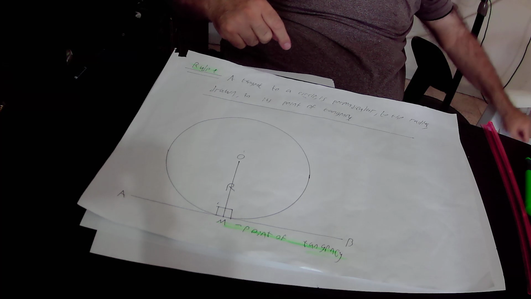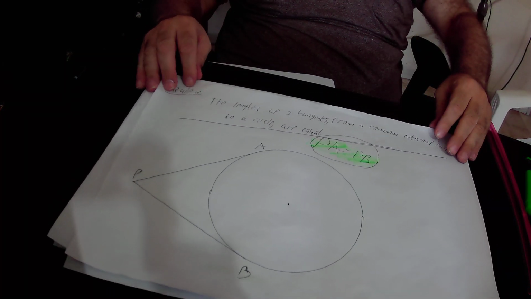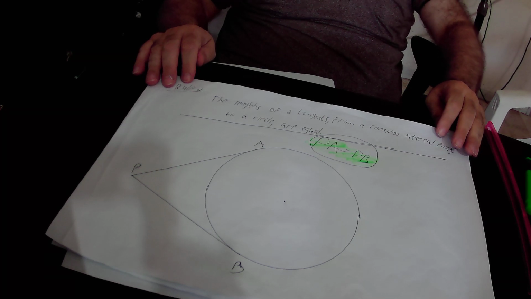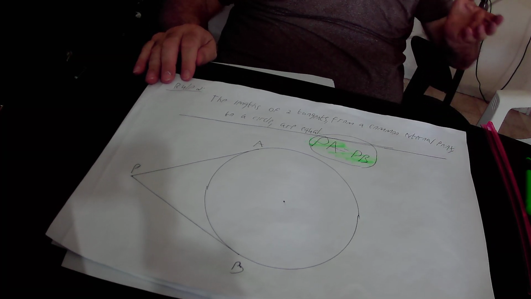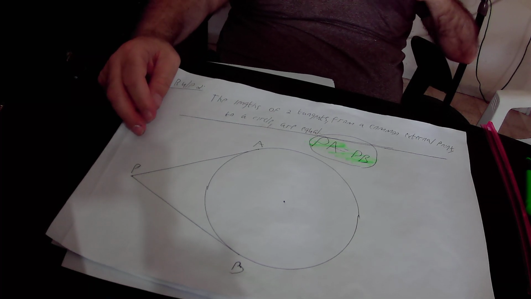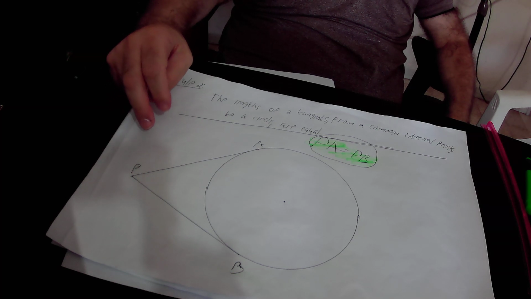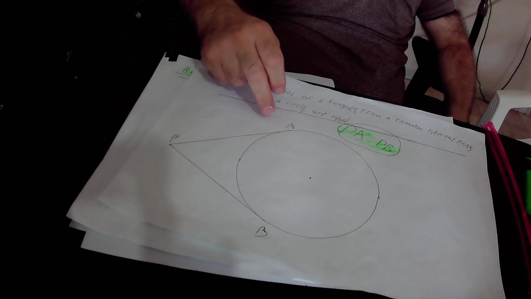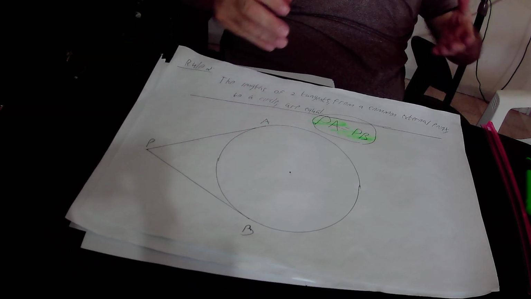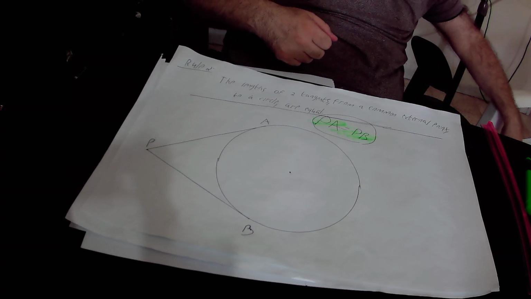Then I presented to you rule number 2. According to rule number 2, the lengths of two tangents from a common external point to a circle are equal. So we have the common external point P. From the common external point P, we have two tangents to this circle. We have tangent PA and tangent PB, and according to rule number 2, they are equal to each other. That is to say, PA is equal to PB.